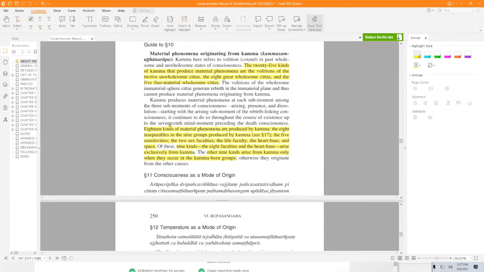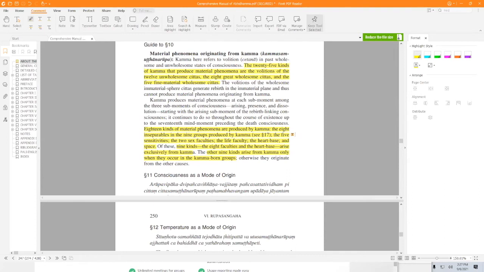Okay, so what are the kinds of material phenomena produced by karma? First, what has to be explained, and wasn't explained earlier, is that there are 8 types of material phenomena called the inseparables, the indispensables, which are always present in all material groups. So what are these 8 inseparables? First, there are the 4 primary elements. I already said that they are inseparable.